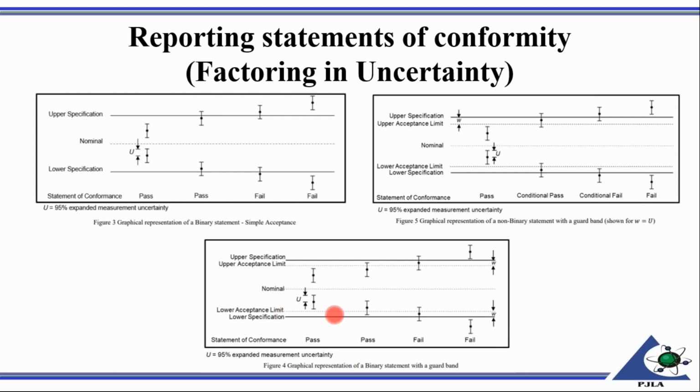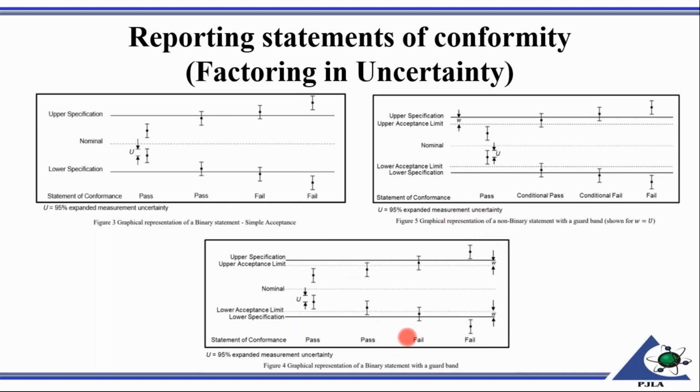And then we have the binary statement with the guard bands. So again, you're going straight pass fail. There is no conditional pass or fail, right? This is just you have the binary of yes, no, pass, fail, in tolerance, out of tolerance. There is only on and off. There is no Schrodinger's cat problem here. And again, the simple pass and the simple fail are rather obvious.